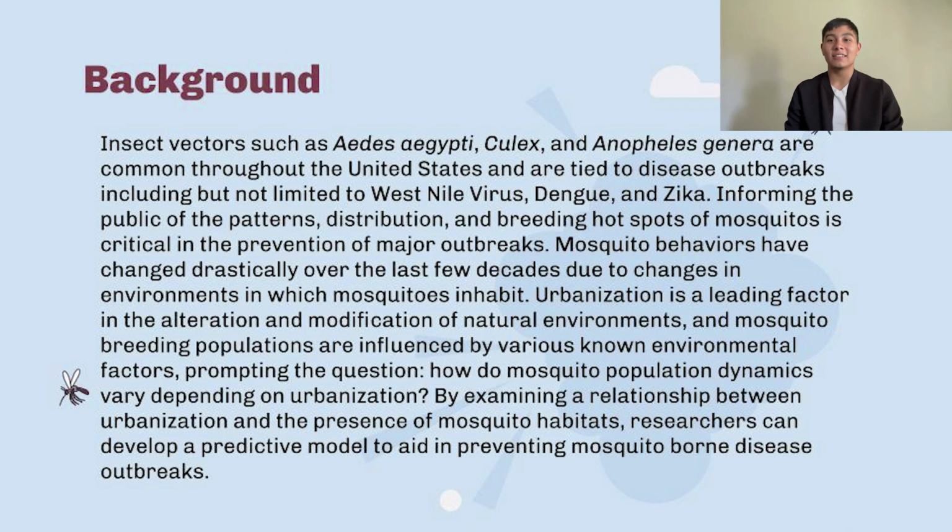For some background, insect vectors like Aedes aegypti, Culex, and Anopheles genera spread diseases throughout the United States, such as dengue, West Nile virus, and Zika. With changes in the environment, mosquito behavior has changed significantly in the last few decades. Urbanization is a big factor in modifications made to the environment in which mosquitoes inhabit, prompting the question of whether urbanization actually impacts mosquito population dynamics.